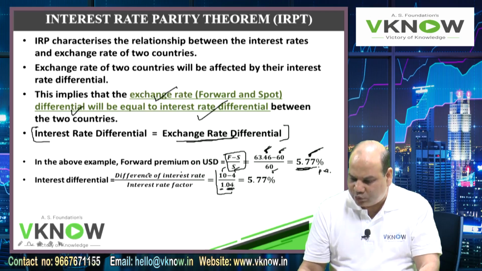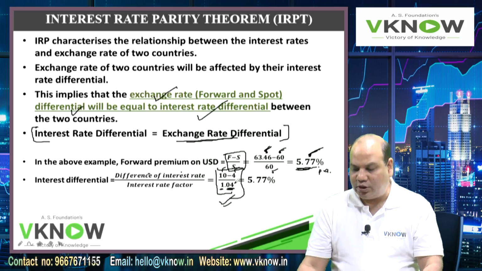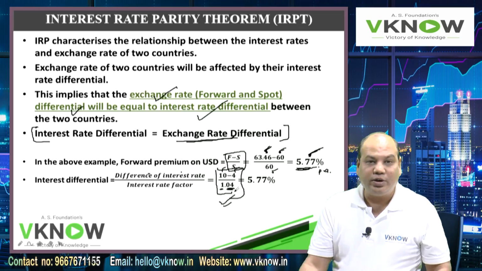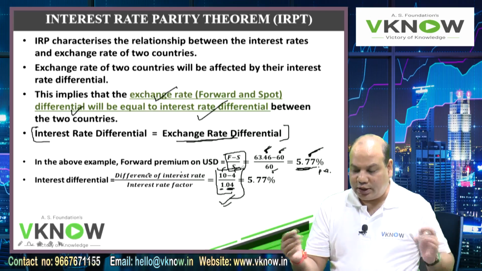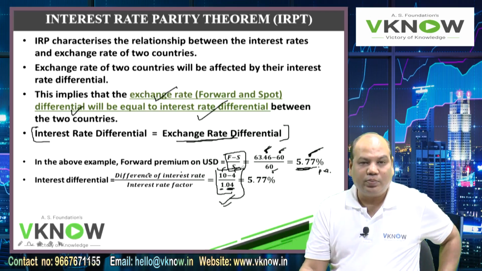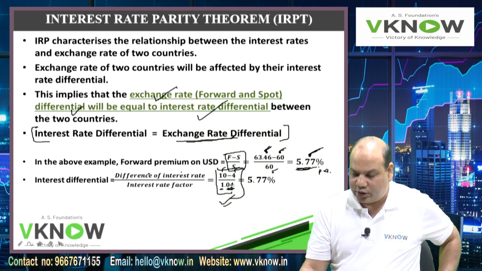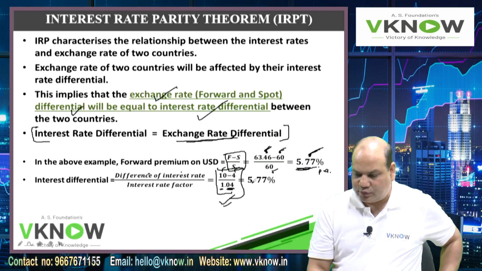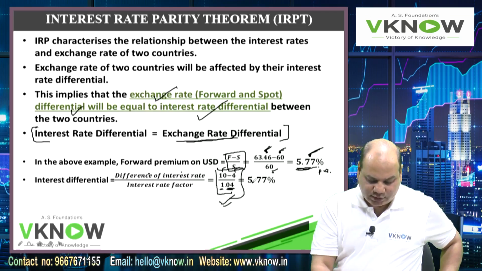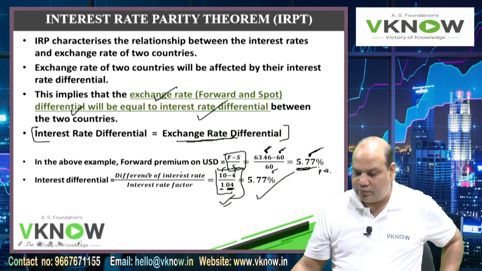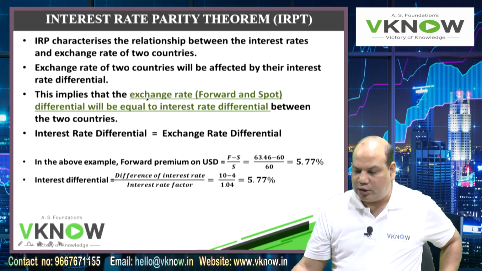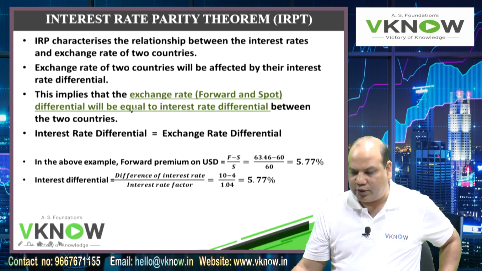And after some minutes I am going to prove this also, that why this is right. Okay, for a minute just take it. Interest rate difference divided by interest rate factor: difference in the two interest rates, 10 minus 4, 6, divided by interest rate factor, which will be 1 plus rate of interest in foreign country, 4%. So that comes to 5.77%. Please check, 6 divided by 1.04, same answer, and these two are equal. That we are going to prove with the help of some equation later, don't worry.